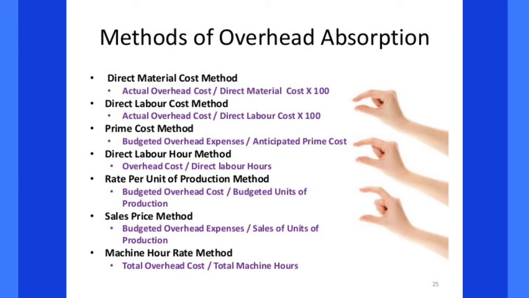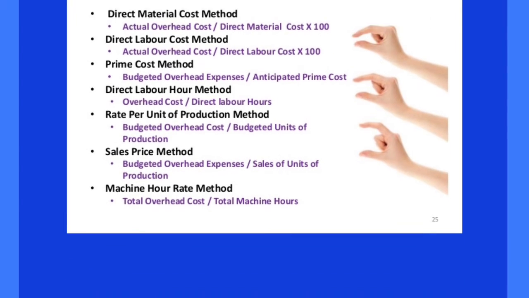Here again I have tried to detail out the various methods of overhead absorption. Have a look at the last one, which is the machine hour rate method. You need to confine your studies only to the machine hour rate method, and the formula for which is total overhead cost divided by total machine hours. Please learn this formula by heart: total overhead cost divided by total machine hours. This will give you the per hour machine hour rate.